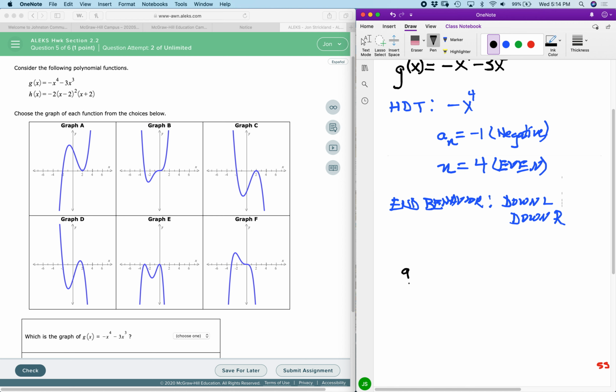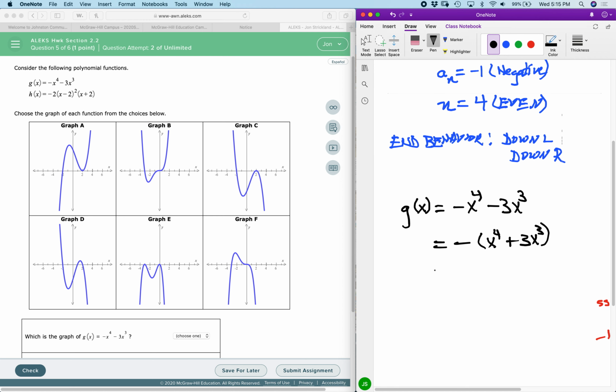once again, we have g of x equal to negative x to the fourth minus 3x cubed. If I factor out the negative, I have the negative of x to the fourth plus 3x cubed. And if I factor even further, with greatest common factors, I have negative x cubed times x plus 3.